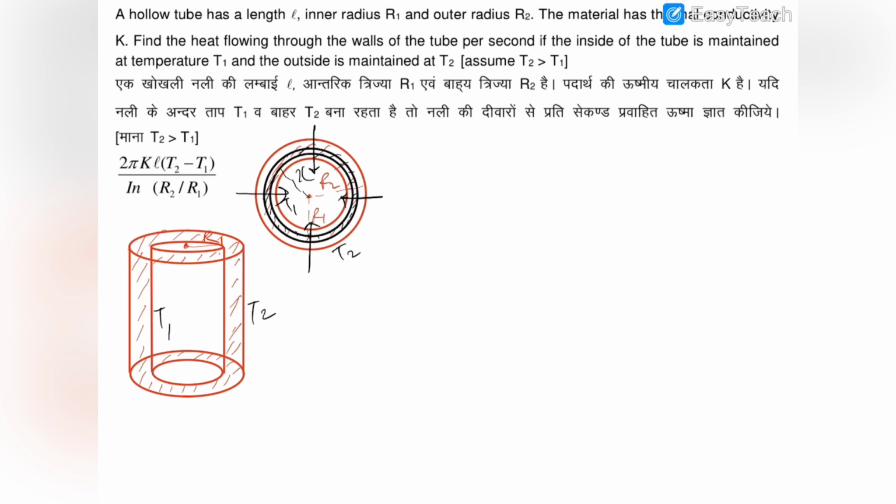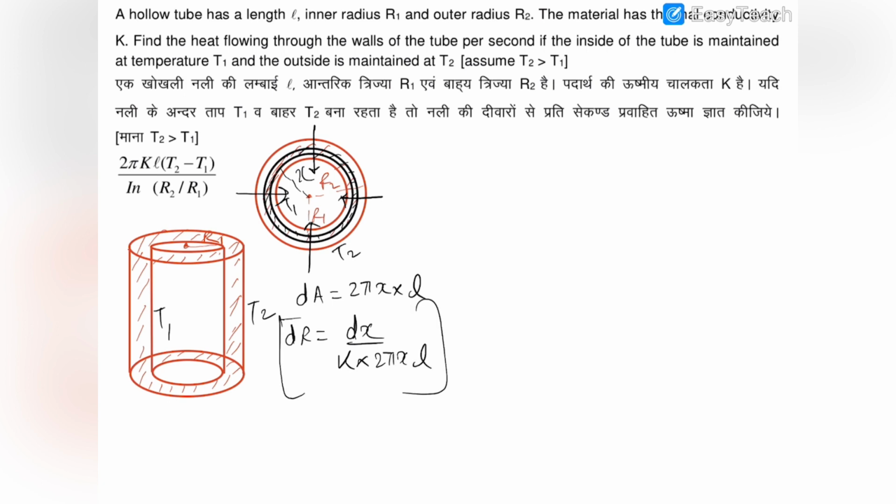So for integration, let us suppose that there is a thin cylinder of thickness dx and radius x. So the area of cross section of this thin cylinder will be 2 pi x into L, because the length of this thin cylinder would be equal to this L. And we can say that its width is dx, therefore its resistance dR will be equal to dx upon K into A, which is 2 pi xL.